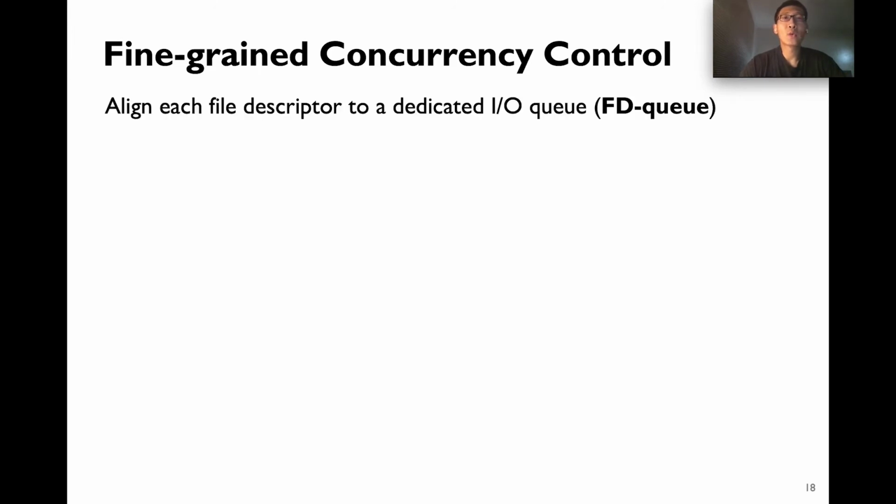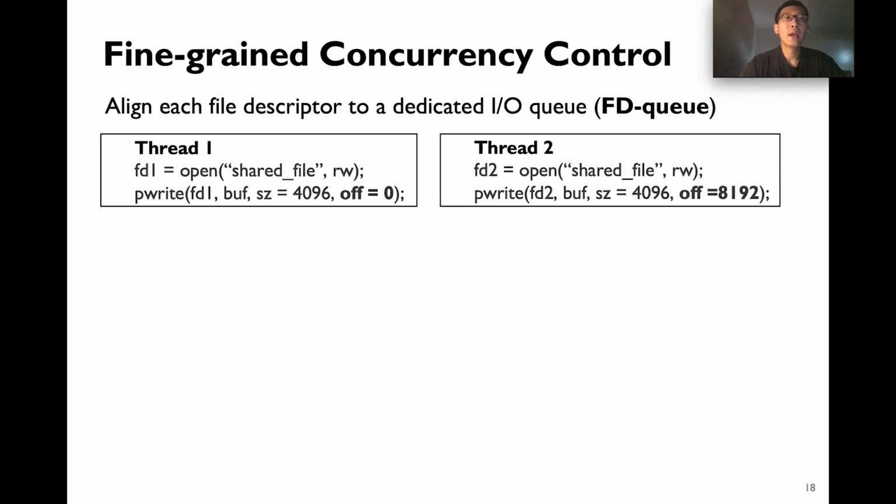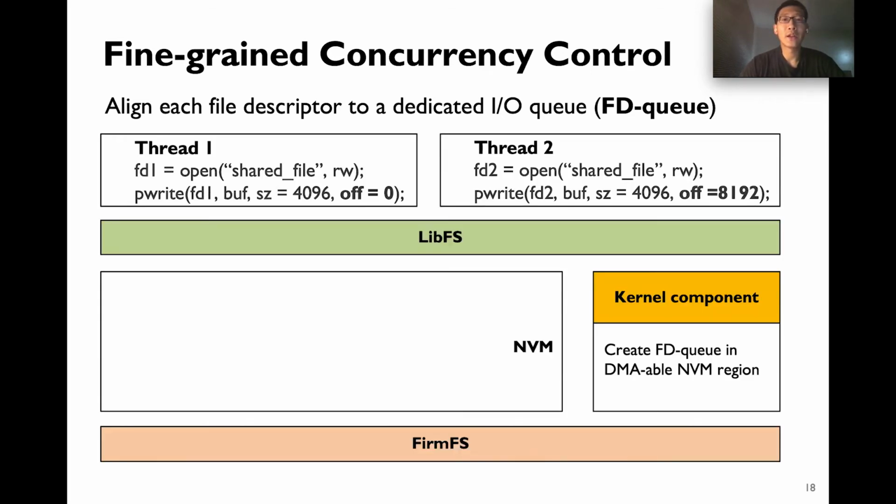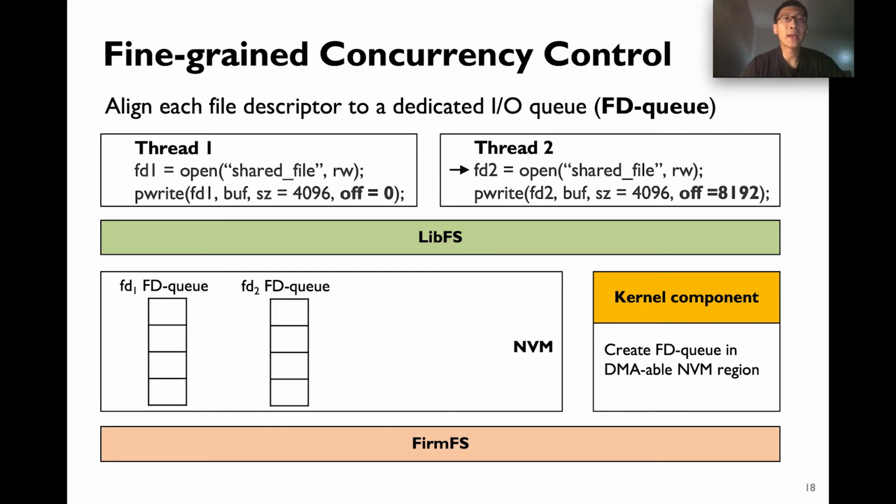CrossFS aligns each file descriptor with a dedicated I/O queue, which we call an FDQ. Here's an example of two threads accessing a shared file. When thread 1 calls open, it reserves an FDQ created by the OS component in the NVM region. Similarly, thread 2 gets its own FDQ. The write request from thread 1 will only go into FD1's FDQ, and the write request from thread 2 will go to its own FDQ without interfering with thread 1.